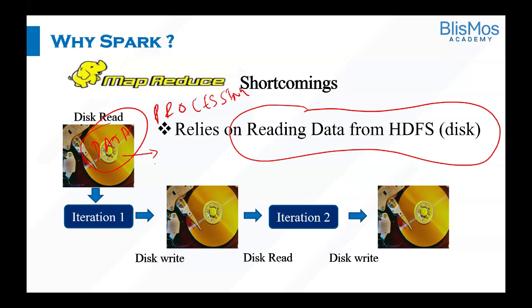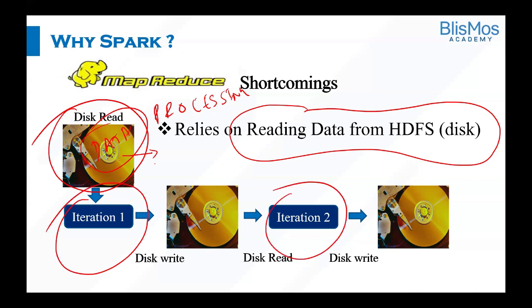So now the data is there. The processing involves two steps, iteration 1 and iteration 2. After performing iteration 1, the intermediate results need to be written by MapReduce into a disk, and that needs to be funneled into iteration 2. So the intermediate results are written into the disk and read from the disk.